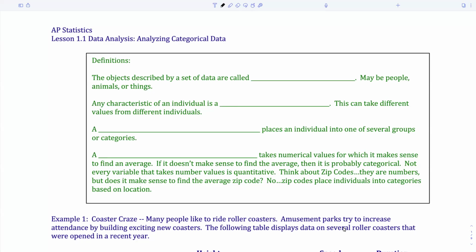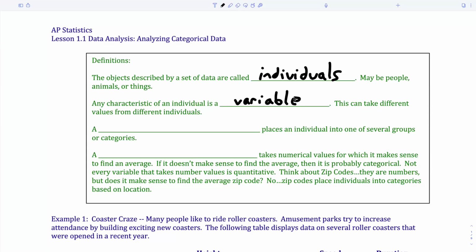So it says the objects described by a set of data are called individuals. There's a lot of vocabulary here that we need to define first. Individuals may be people, animals, or things. Any characteristic of an individual is called a variable. So this can take different values from different individuals.